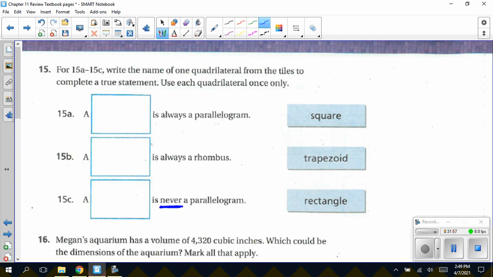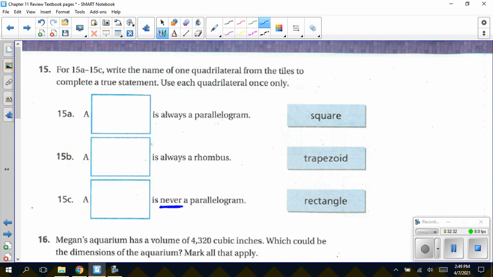So for A, blank is always a parallelogram. Well, I'm going to make sure I look at my choices. I know a trapezoid isn't going to be right there because my trapezoid was never inside the large parallelogram picture. But I know it can either be a square or a rectangle. So I'm going to have to make sure that I look at my other sentences to make sure I'm choosing the correct one. So I know A is going to be either square or rectangle, but I'm going to look at B before I make my final decision.